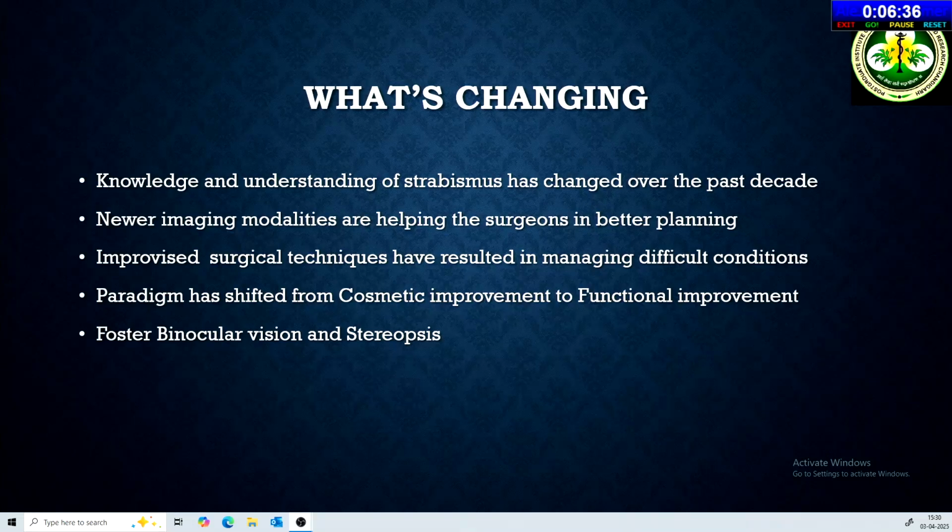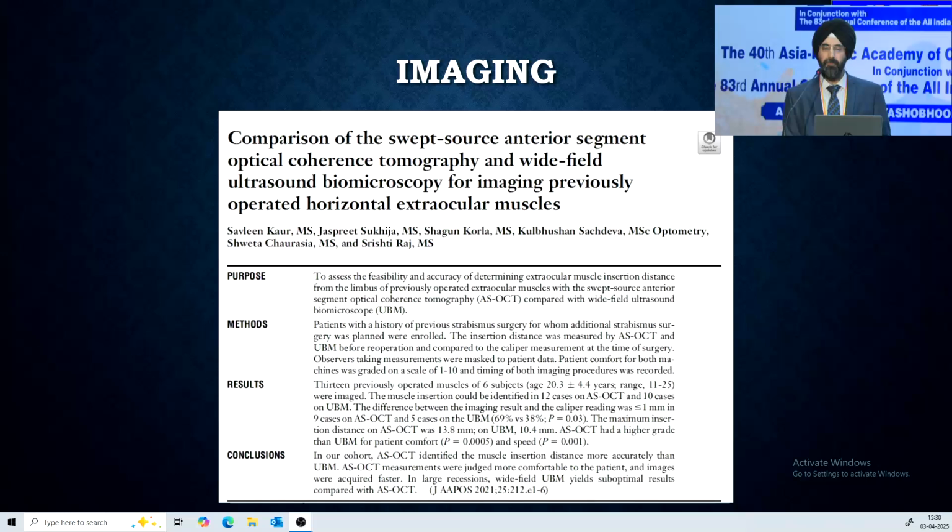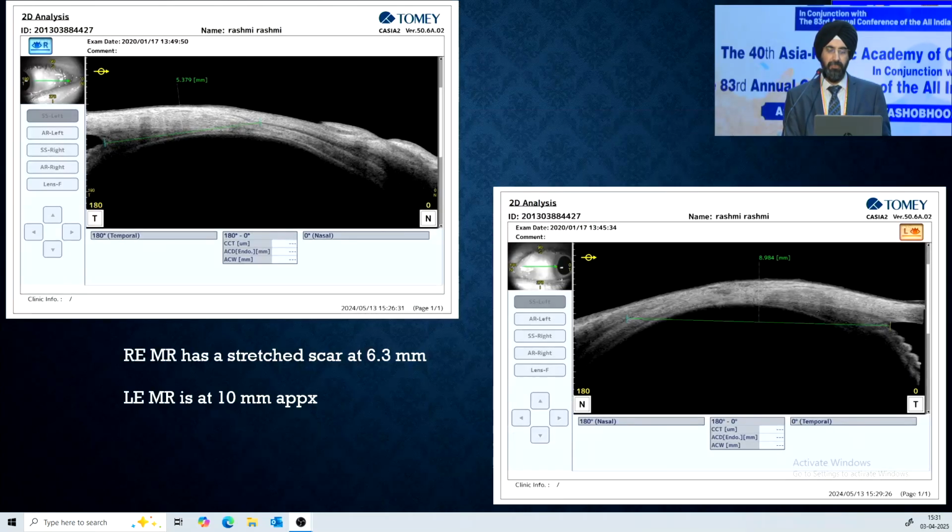So basically, what is new is that the newer imaging modalities are helping us plan our surgeries better. We now have surgical techniques which have improved, and we are shifting from a cosmetic improvement to a functional improvement, which means fostering binocular vision and stereopsis. This is just one of the papers that was published using the anterior segment OCT for locating the extraocular muscles when planning for a resurgery. So that's what we can do.